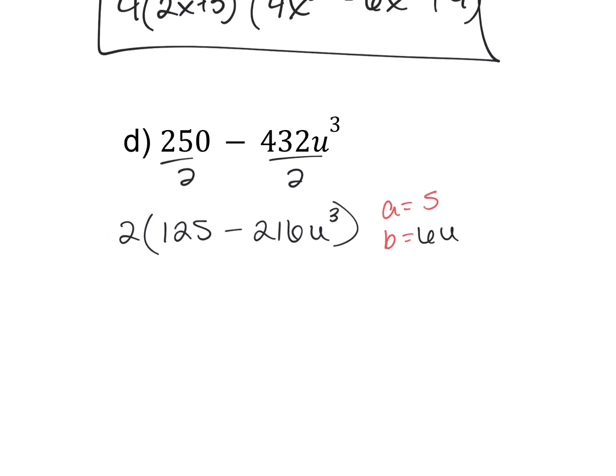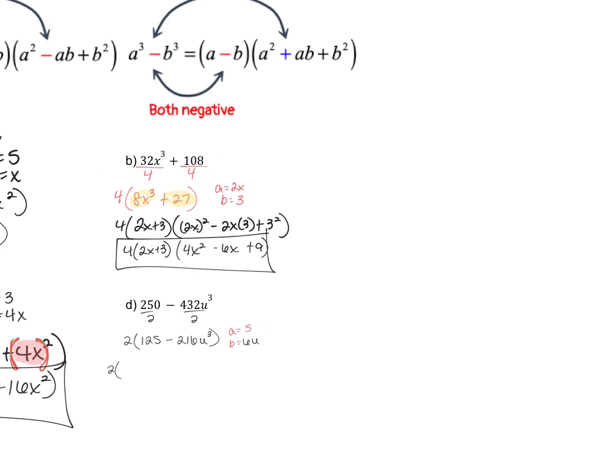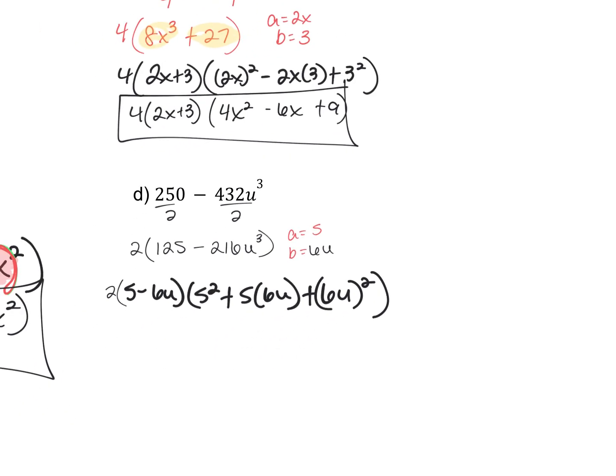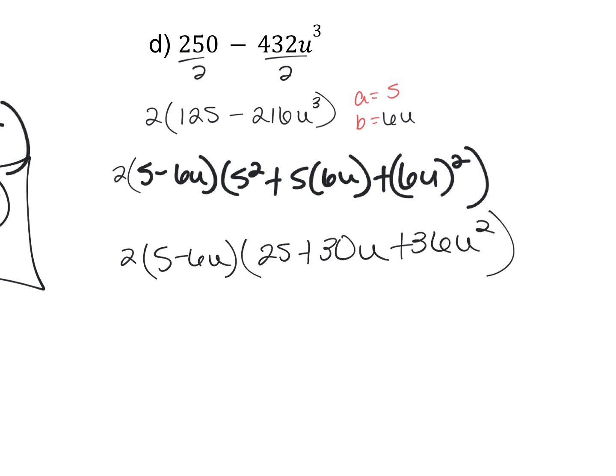Okay, so now let's do it. That 2 is still floating around out front. We got to use the subtraction formula. So it would be 5 minus 6u, and then 5 squared plus 5 times 6u plus 6u quantity to the second power. Close those parentheses. All right, now that that's looking really gross, let's finish it. So clean it up. That would be 2 parentheses, 5 minus 6u, close, open parentheses, 25 plus 30u plus 36u squared. Close parentheses.